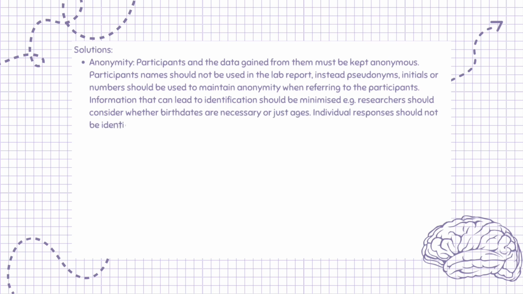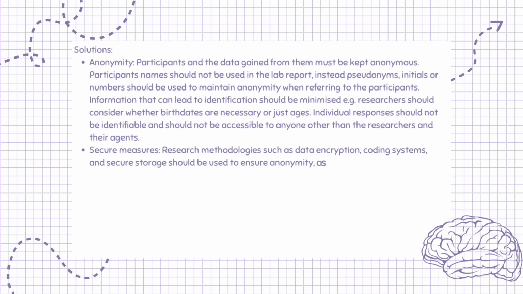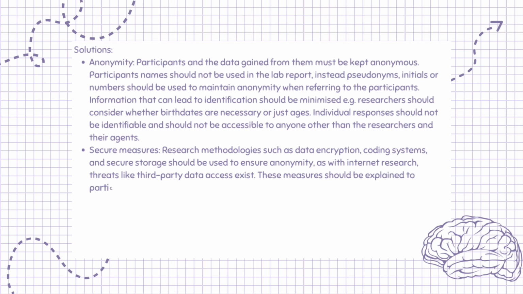Researchers should consider whether birthdates are necessary or just ages. Individual responses should not be identifiable and should not be accessible to anyone other than the researchers and their agents. Secure measures. Research methodologies such as data encryption, coding systems, and secure storage should be used to ensure anonymity. As with Internet research, threats like third-party data access exist. These measures should be explained to participants.